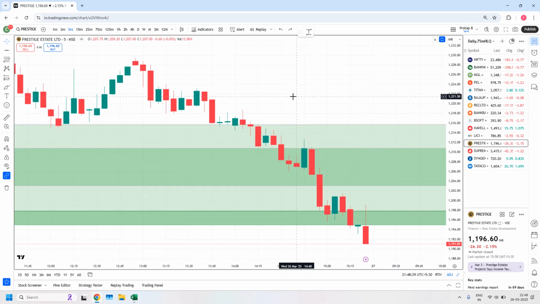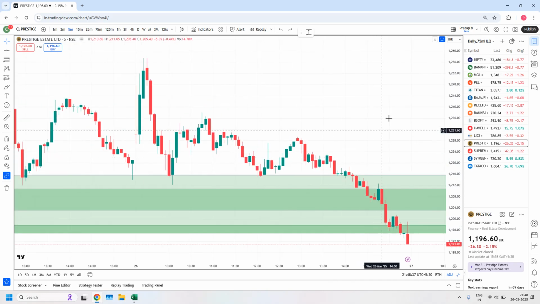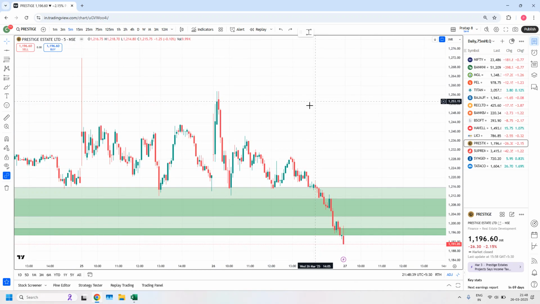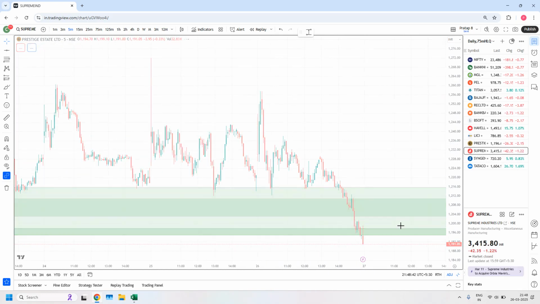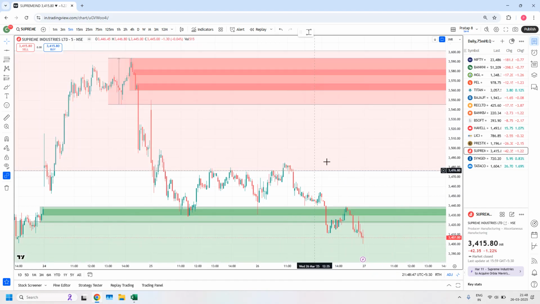That's all depending on risk management. Type 2 entry gave you 1:3 RR. Type 1 entry, maybe it might have given you 1:1 RR. But anyway, it is the last half an hour, so we ignore this. Next one is Supreme Industries.